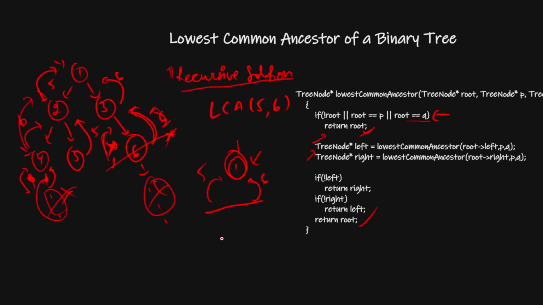So what will be the time and space complexity? Time complexity will be O of n, because in the worst case we are going to check all the nodes. And what will be our space complexity? Our space complexity will also be O of n.